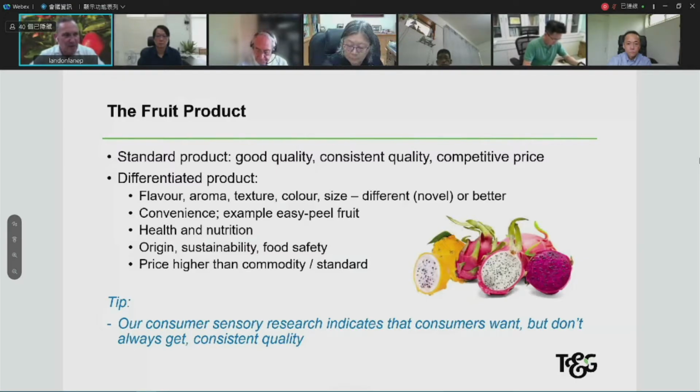And this is another way that your GAP programs and your standards for growing can help you to develop international markets. Next slide, please.